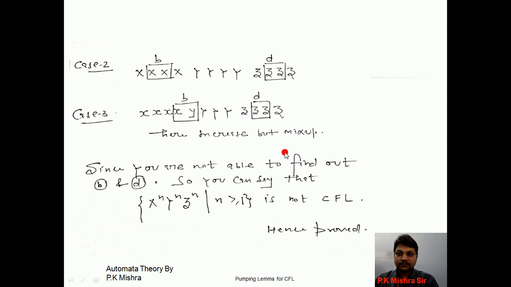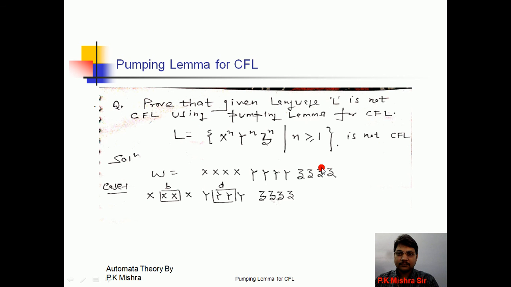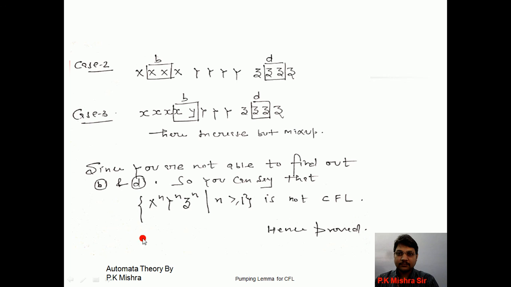Okay. Now see, take the same string, 4 times x, 4 times y and 4 times z, and divide it in some other way. Now suppose the first 3x is a, and the last x and first y is a b, and the second, third, fourth y and first z is a c, and the second and third z is a d, and the last z is a e. Now pump b and d. Now what will happen?